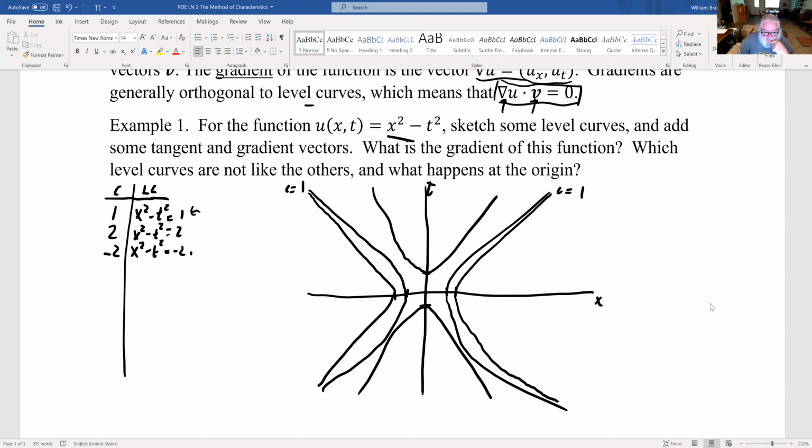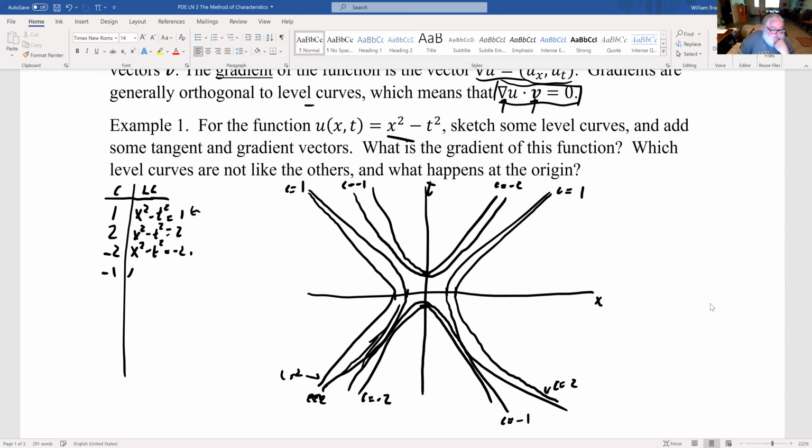It got a little too close there. So this is c equals minus 2. This one is also c equals minus 2. This is c equals 2 here, going up this way. This one is c equals 2. This one is also c equals 2. If we had c equals minus 1, that would look like this, and c equals minus 1 would squeak through there. So minus 1 would give me x squared minus t squared equals minus 1.